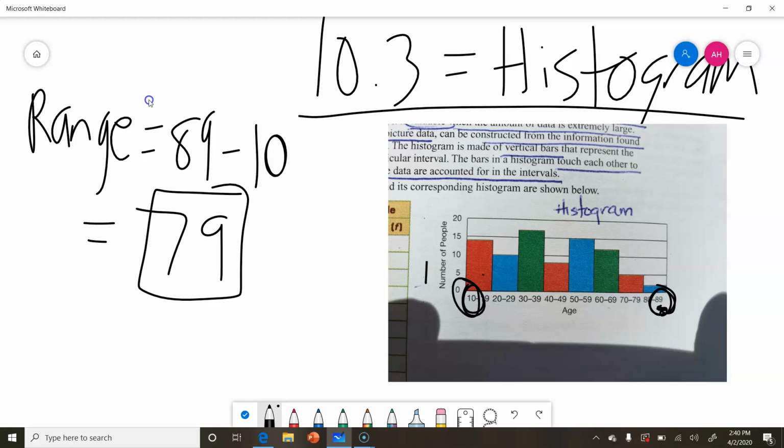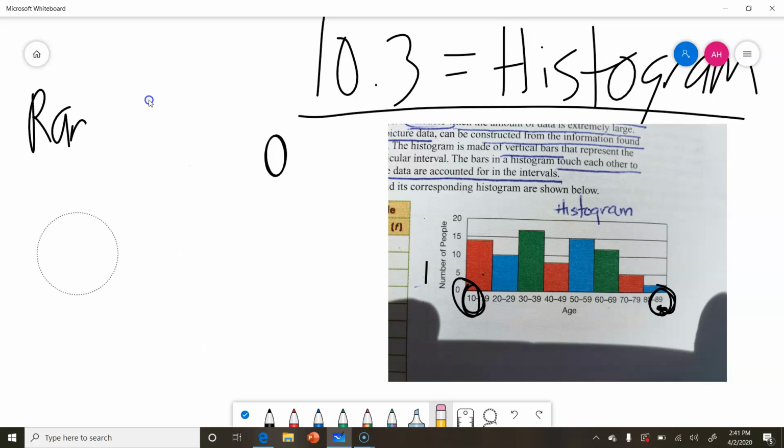If you need to pause it, rewatch it, watch me do it. It's not very hard, right? I know you guys can do that. That's the easy part. Finding the range is easy. Also, finding the mode is easy too, right? Because we would have to say which one of these occurs twice. And we'd say the mode.